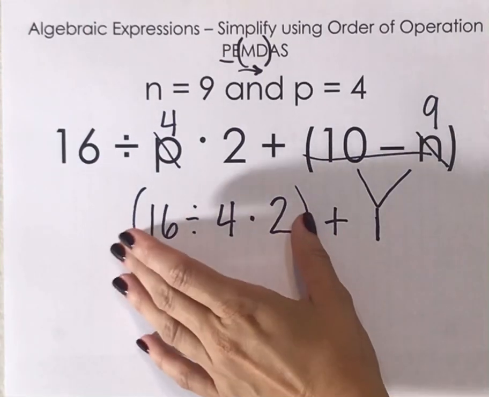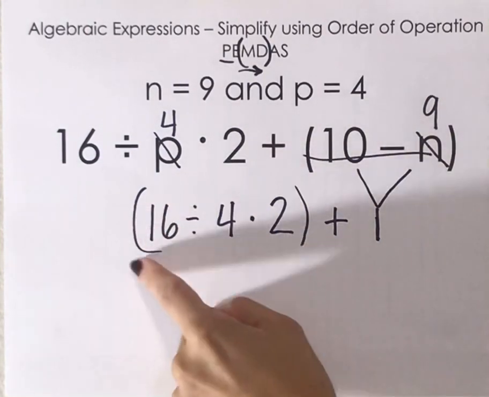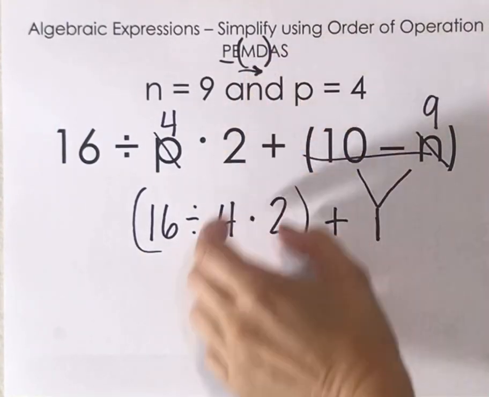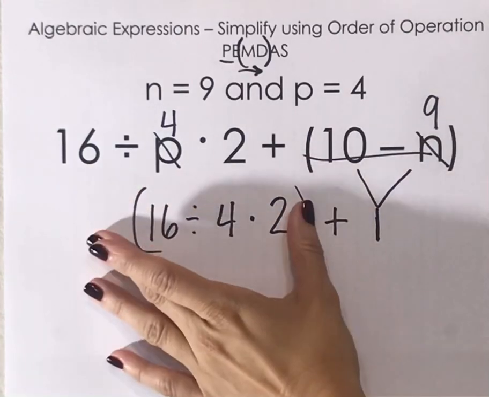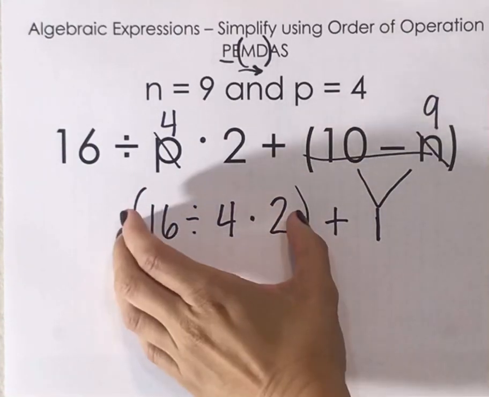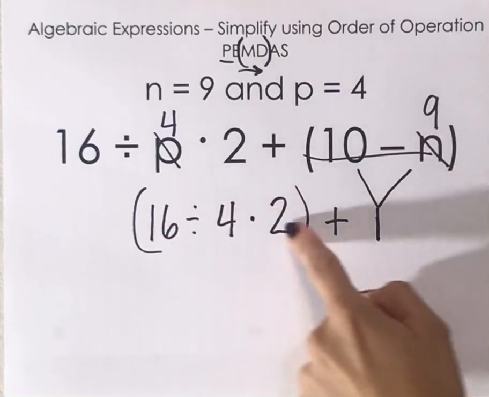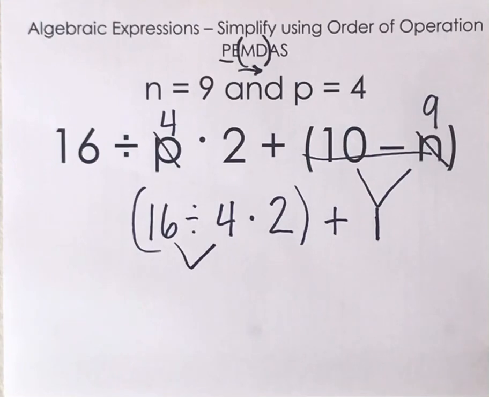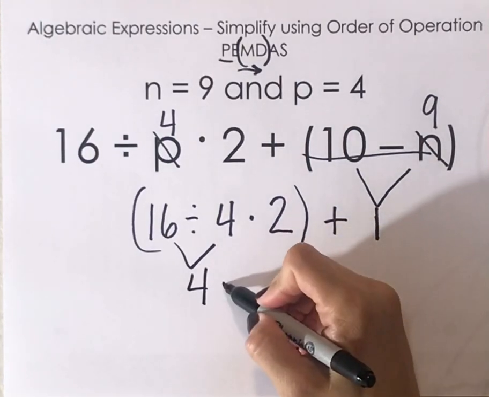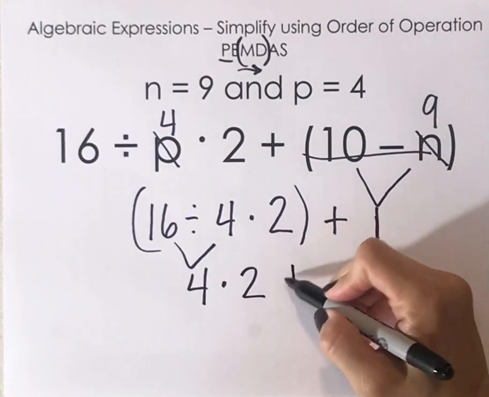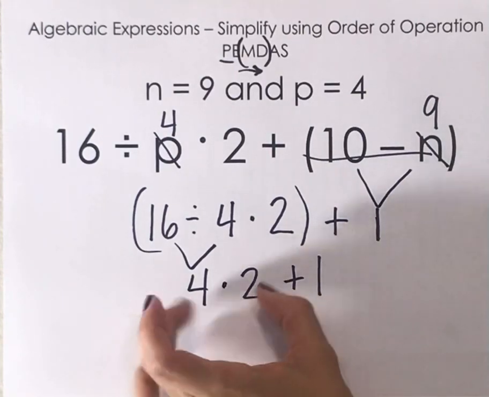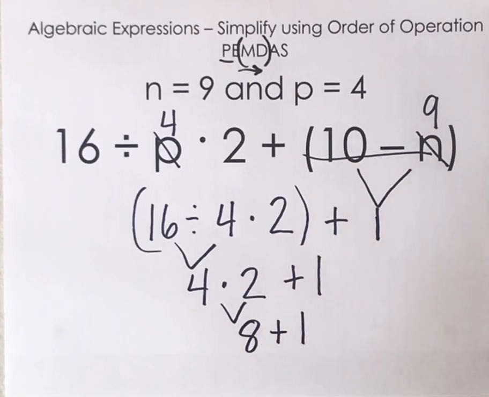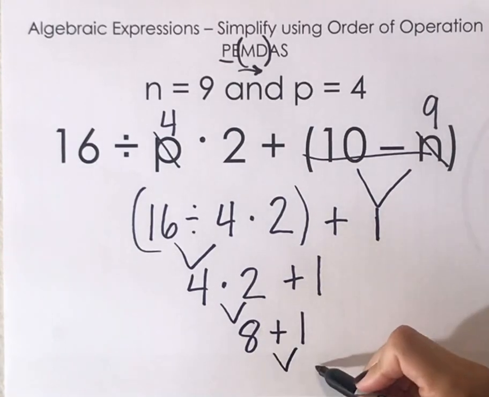So for this particular problem and this little part of it, I'm going to be moving left to right. I am not going to multiply first and then divide. Order of operations says that I must move left to right. So I'm going to move left to right to solve this. I'm going to do 16 divided by 4, which is 4. And then I'm going to look at the rest. And then I'm going to multiply after that, which is 8. And then I'm going to do 8 plus 1 is 9.